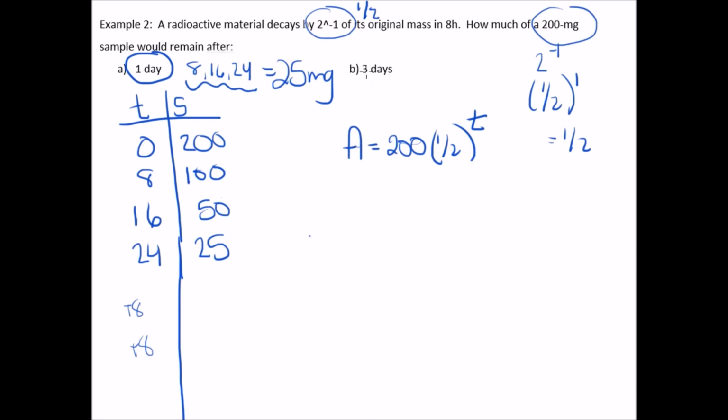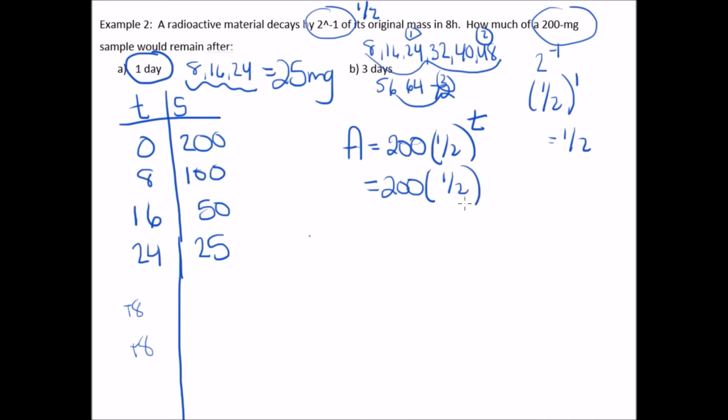Okay, so in 3 days, there's going to be 8, 16, 24, 32, 40, 48, that's 2 days. 24 is 1 day. So 1, 2, 3, 4, 5, 6, and then in the 3rd day, it's going to be 3 more, right? 48, 56, 64, and then 72. 72 hours, that makes sense. So there's going to be 6. So what we could do is just sub in 200, and then we can write 1/2 to the 6th.